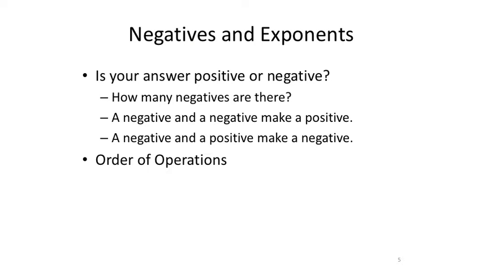So negatives and exponents. Is your answer positive or negative? How many negatives are there? Okay, so here are some rules for determining if your answer is negative or positive. Just remember in your order of operations, exponents come right after parentheses. We just learned that exponents are also repeated multiplication, so they fall under the multiplication category, but we have to expand that first before we start to operate, which is why exponents come first.